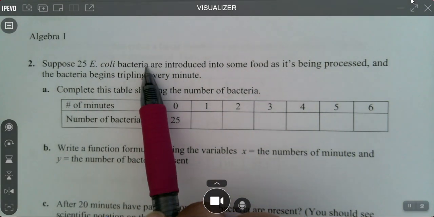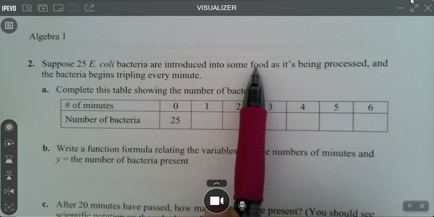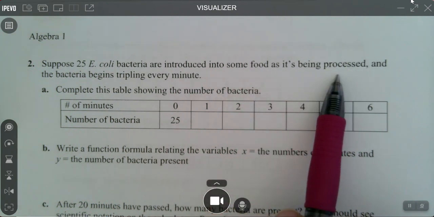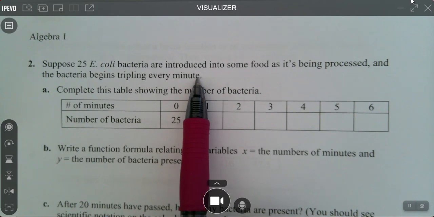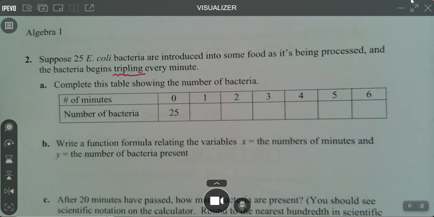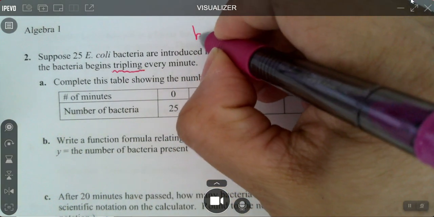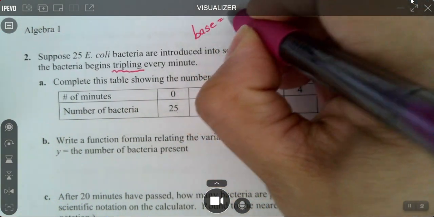Suppose 25 E. coli bacteria are introduced into some food as it's being processed. And the bacteria begins what every minute? Tripling. What type of function is this? Exponential. The only thing that triples is exponential. Are we clear? And that means that your base equals 3.